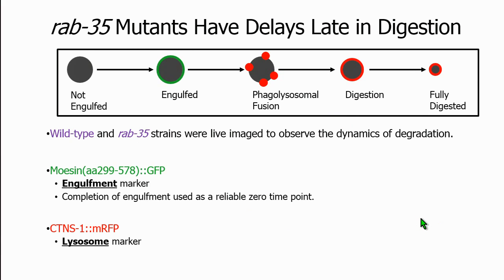So we decided to live image these strains to observe the dynamics of degradation, and we used two markers. The first is Moesin GFP, and that's our engulfment marker.